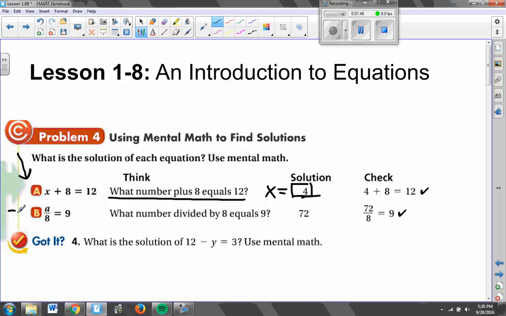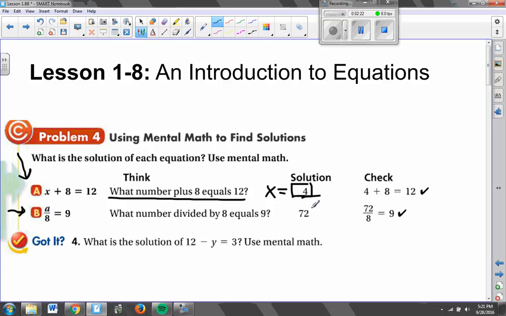Now they have another example here which involves division, where they're asking us to solve this equation. Find a value for a that when you put it into a over 8, or a divided by 8, the answer is 9. What number could we divide by 8 and have our answer be 9? What divided by 8 equals 9? Well, the answer to that is 72.